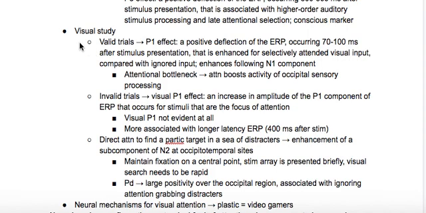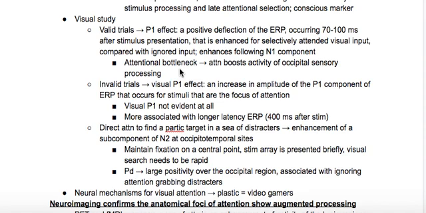signifies where the stimulus will be, and it is correct about where the stimulus will be. This leads to the P1 effect, which is a positive deflection of the ERP occurring 70 to 100 milliseconds after stimulus presentation that is enhanced for selectively attended visual input compared with ignored input, and it usually enhances following the N1 component. This signifies an attentional bottleneck because attention boosts activity of the occipital sensory processing.